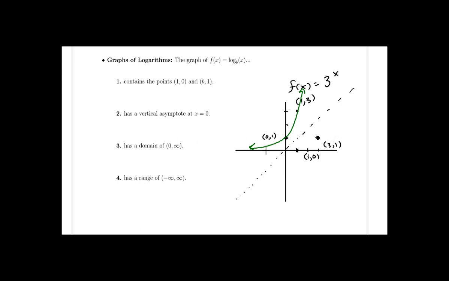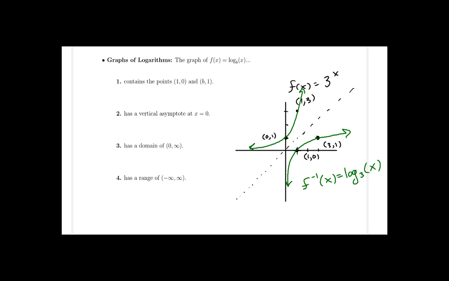And if I have a horizontal asymptote on my exponential function, when you reflect that about the line y equals x, that should become a vertical asymptote. And so this is the look of my inverse to f of x equals 3 to the x. And so we're talking about a base of 3, so that means we're talking about the function log base 3 of x.